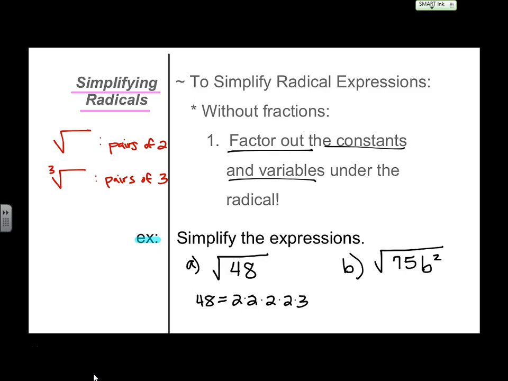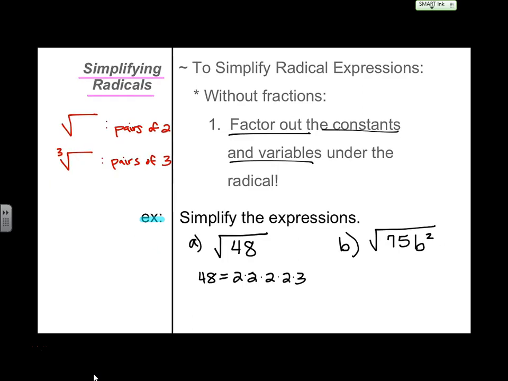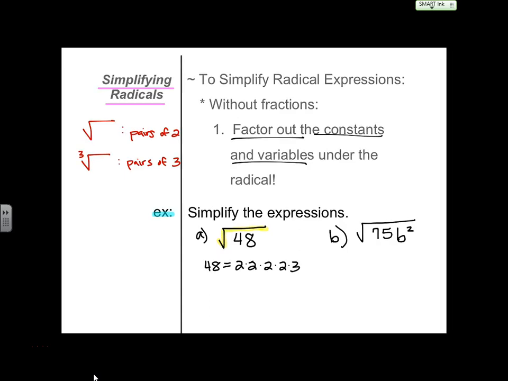So, you guys see down here that in letter A, that's the square root, right? Square root, looking for pairs. Do you guys see any pairs? Yeah, I see a pair too. I see another pair, right? Now, here's what we could do with 48.